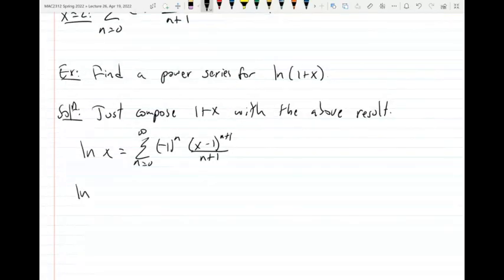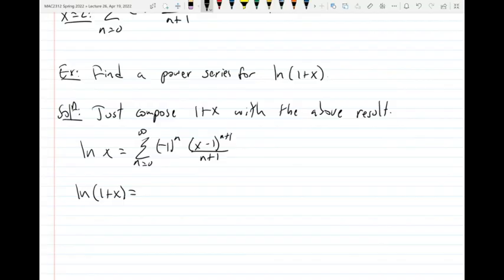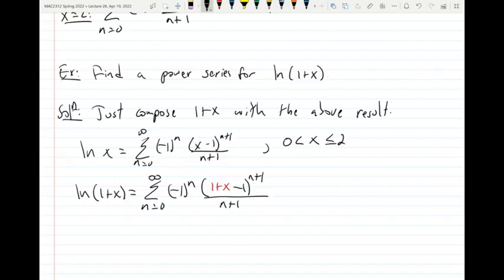So that means that if I do ln of 1 plus x, all you have to do is wherever you see an x, you put a 1 plus x. That will be the sum from 0 to infinity. And remember, this was bigger than 0, less than or equal to 2. So that will be (-1)^n times ((1 plus x) minus 1)^(n+1) over n plus 1.